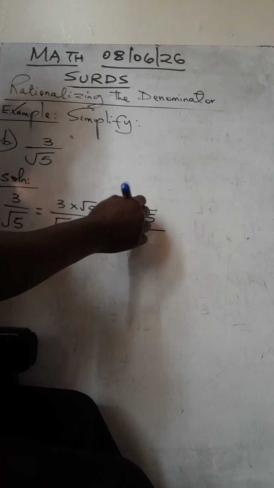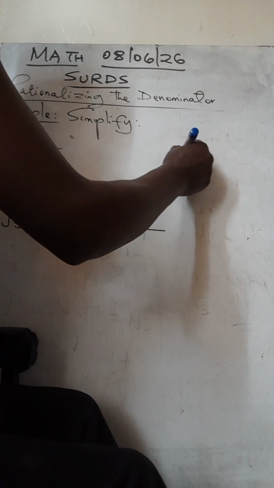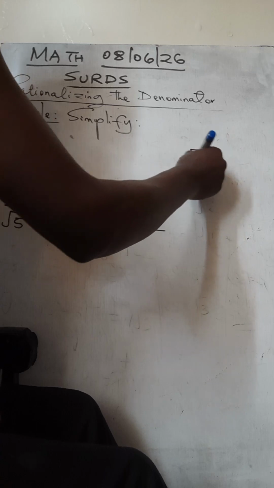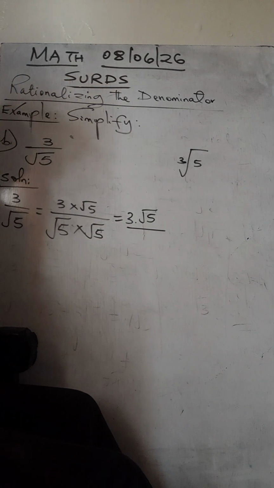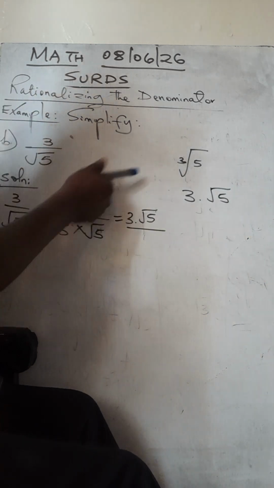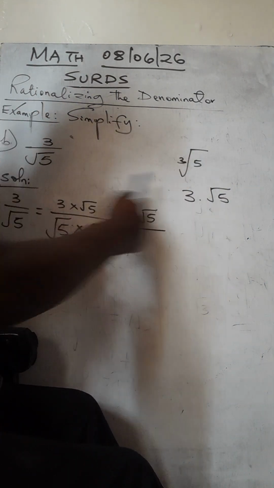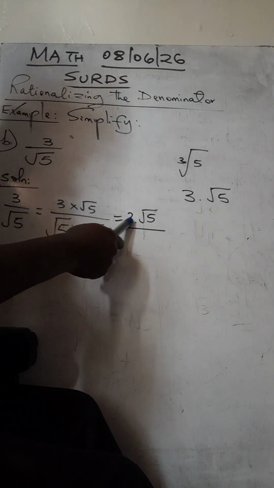Don't confuse this one with cube root. This is not cube root of 5. Cube root of 5 is written like this. You see the difference? This one is 3 root 5. They are not the same. This is cube root of 5 and this is 3 root 5.